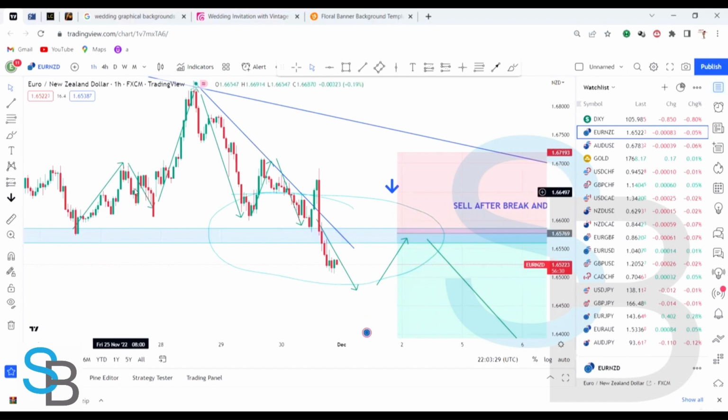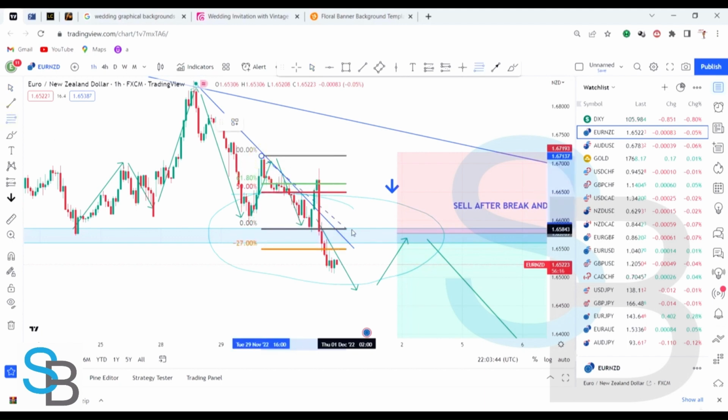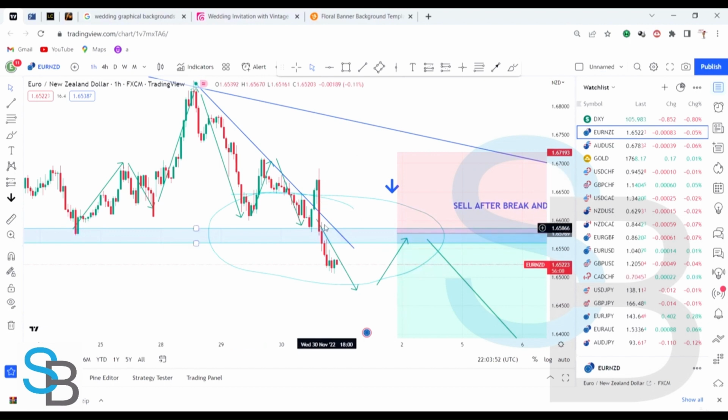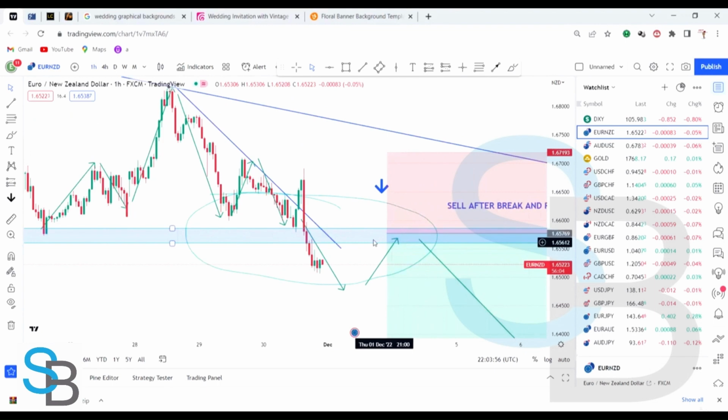You can see that after it formed the head and shoulders, it came and then bought, and then even broke here and retraced to this Fibonacci level. Let me take my Fibonacci tool and try drawing from here. You can see that this is a Fibonacci level. It retraced to this level and then broke the neckline, so this is a clear break of the neckline.